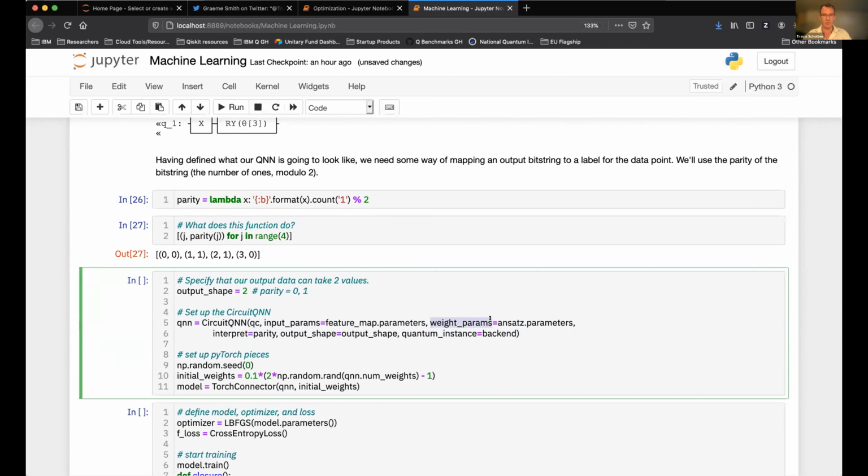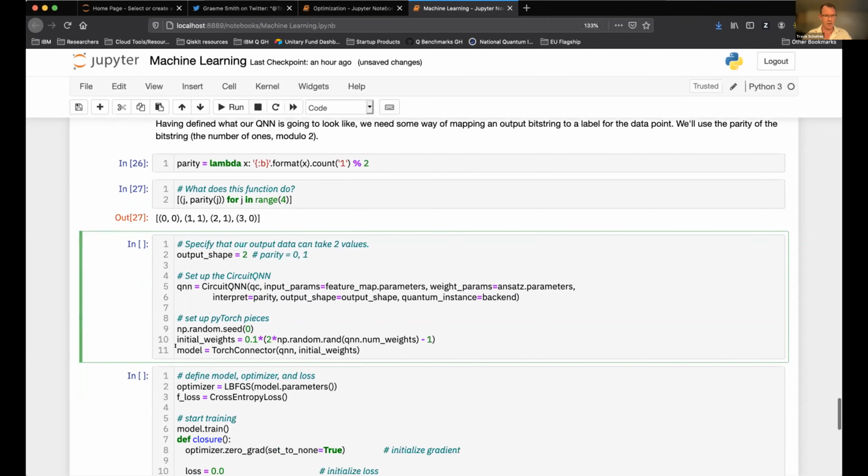What are the parameters that we need to update using our optimizer? How should we interpret the bit strings? And again, we need a quantum instance. Are we going to run this on a simulator? Are we going to run this on hardware? And then we need some torch pieces. And then this model, this is kind of the magic of the torch connector right here: we take this QNN and we turn it into a model.